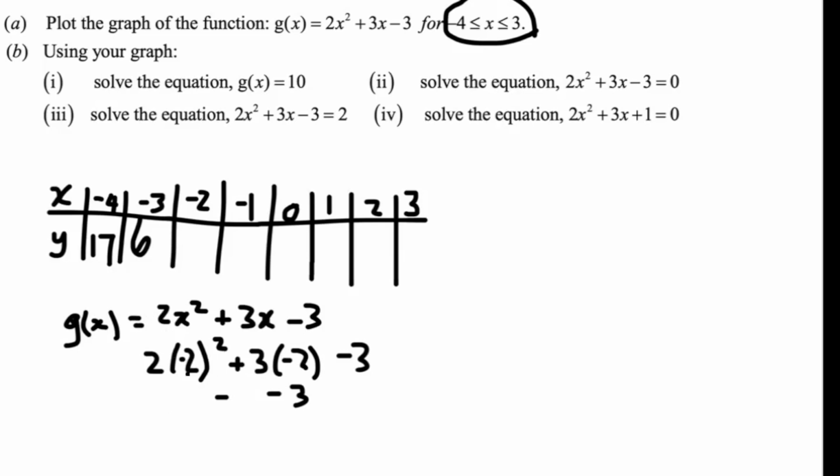So minus 2 squared is 4. 4 twos are 8. 3 times minus 2, that's minus 6. So 8 minus 6 is 2. 2 minus 3 is negative 1. So I have a negative 1 here.